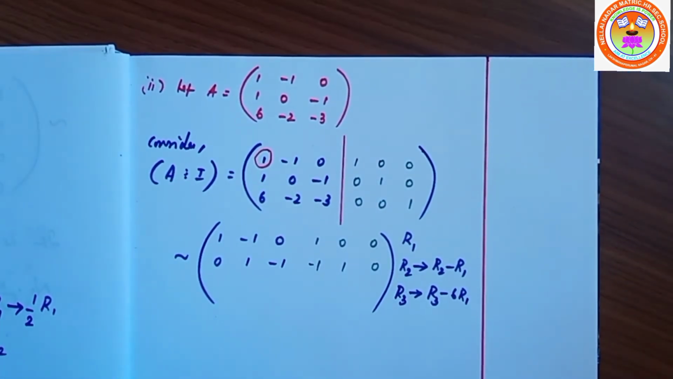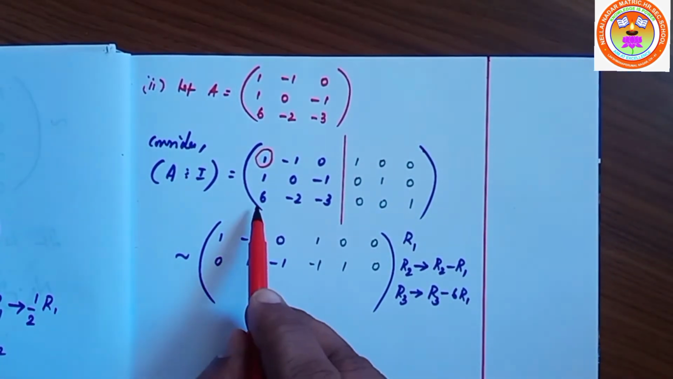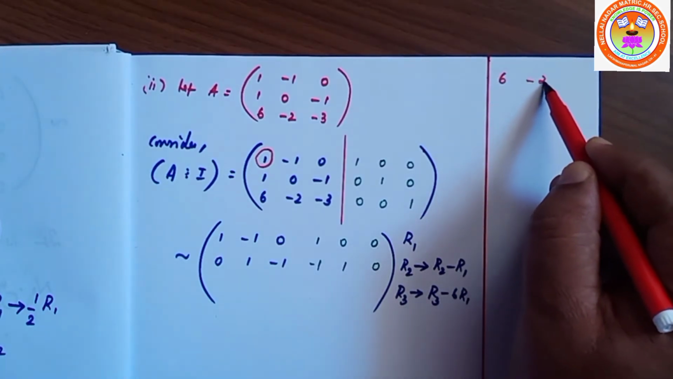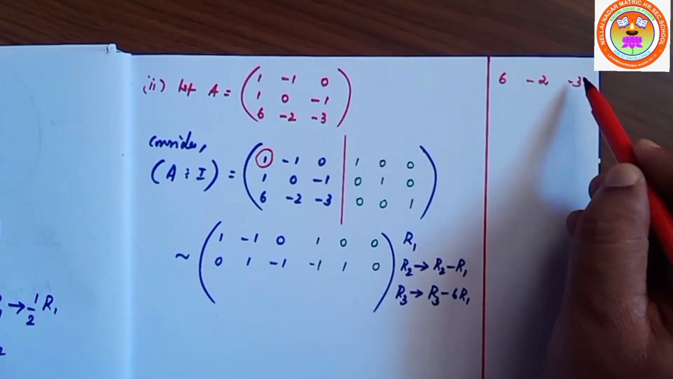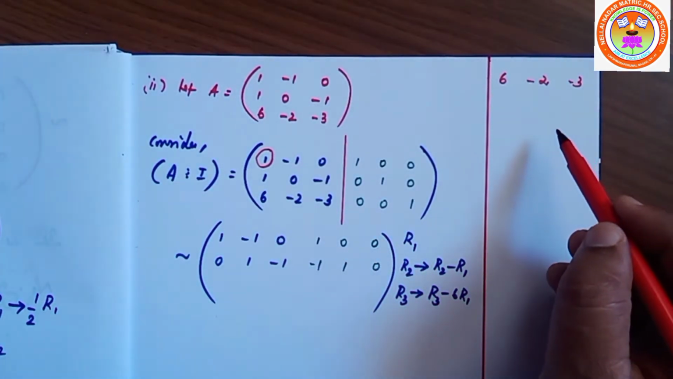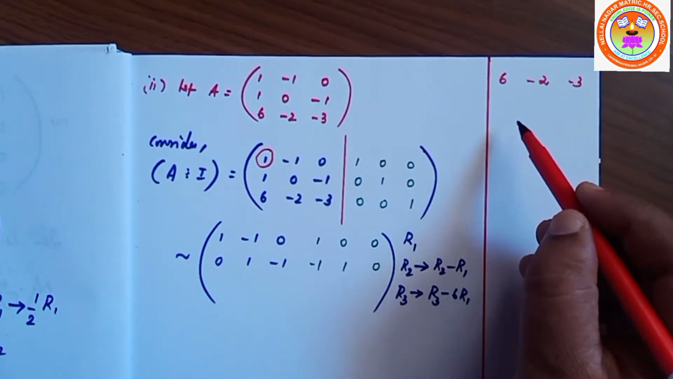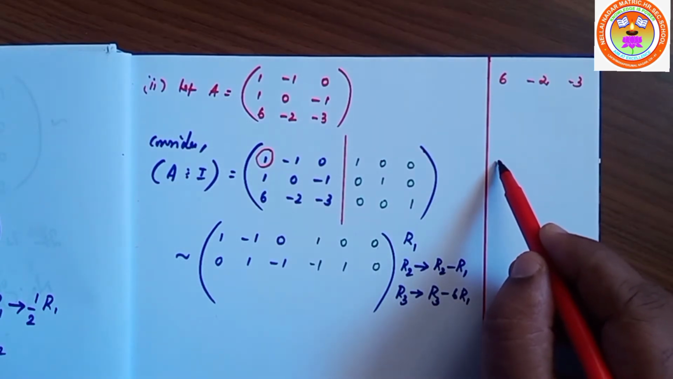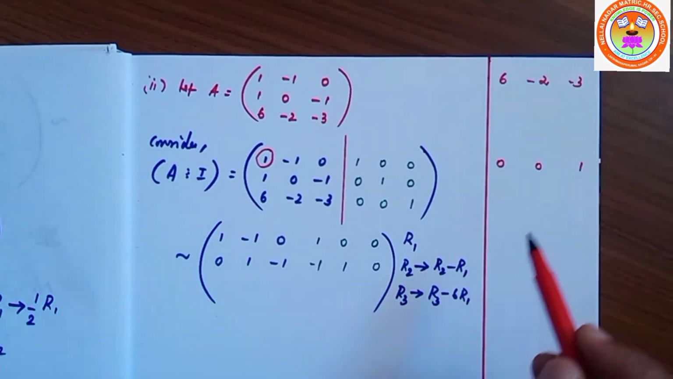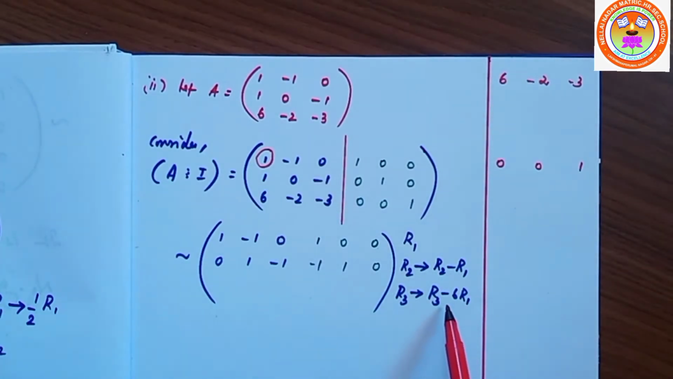Okay, listen. Here R3, what is R3? 6 minus 2 minus 3, sorry, 0 0 1 also there. I do here because no space over there. 0 0 1. Okay, now multiply R1 by minus 6.